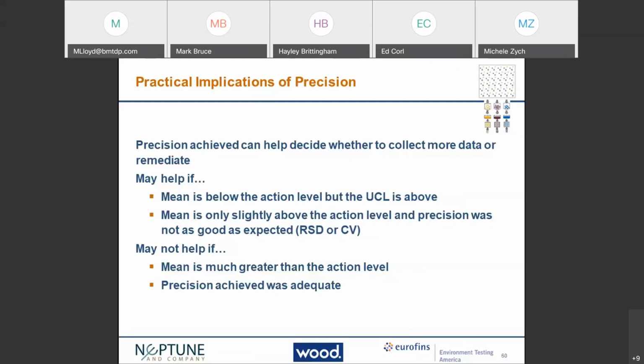So examples where collecting more data might help are if the mean is below the action level, but the UCL is above, or if the mean is only slightly above the action level and the precision that was achieved was not as good as anticipated in terms of the relative standard deviation or the coefficient of variation. And then examples where it might not help to collect more data are if the mean is much greater than the action level and/or the precision achieved was adequate and met the levels identified in the project objectives.